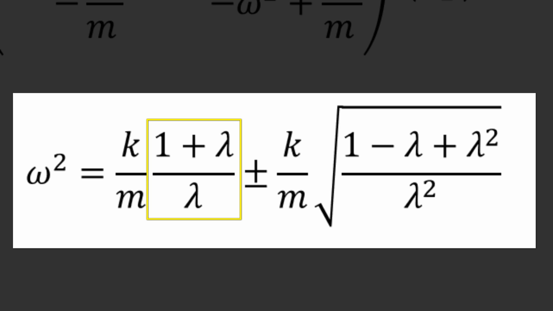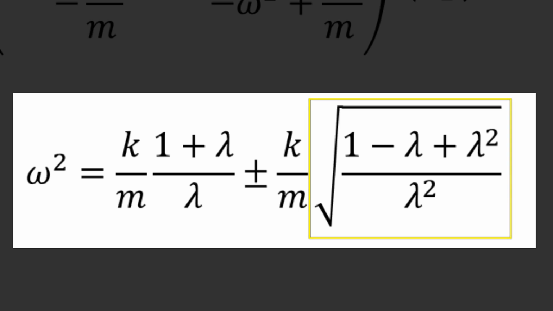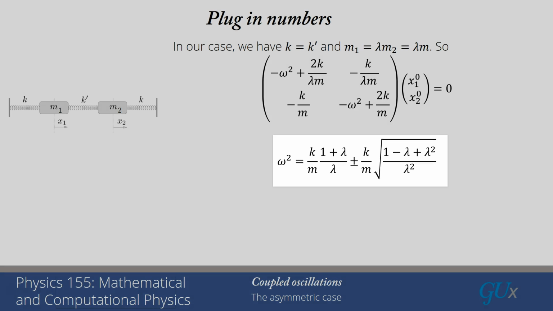1 plus lambda over lambda, that'll equal 2. And then I'll get a plus or minus k over m times 1 minus lambda plus lambda squared, that's a 1, divided by lambda squared, that's a 1. And so the square root of 1 is a 1, and so I will get 2k over m plus or minus k over m. Well, that's going to give me k over m and 3k over m, and that's exactly what we had before for the different frequencies. So it works perfectly in that case.